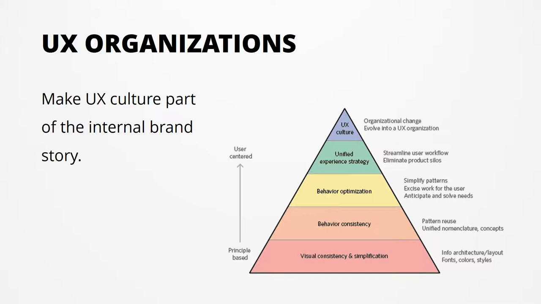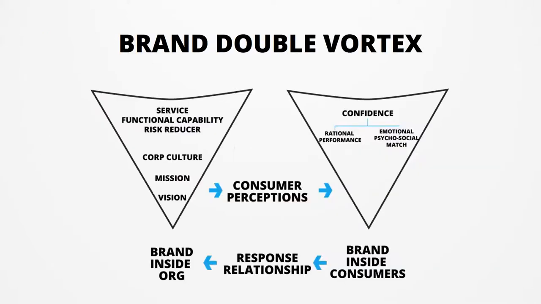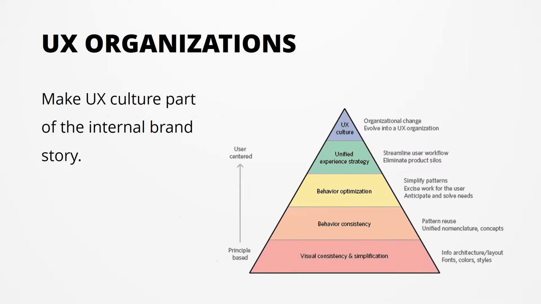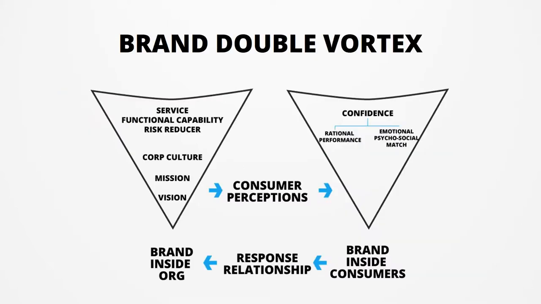What's very interesting to me then is the overlap between this diagram and this double vortex concept. So what you'll see is that this pyramid is basically flipped, and it is what's on the left. So service, functional capability, risk reduction, those might be differentiators, but corporate culture is where it begins to overlap. So if you have a user experience culture, you might replace the diagram on the left, that inverted pyramid, with the previous, this user experience culture idea. Again, this is crucial for brands and organizations to understand that the internal messaging needs to match the external messaging in order for users or consumers to interpret your brand as being authentic.